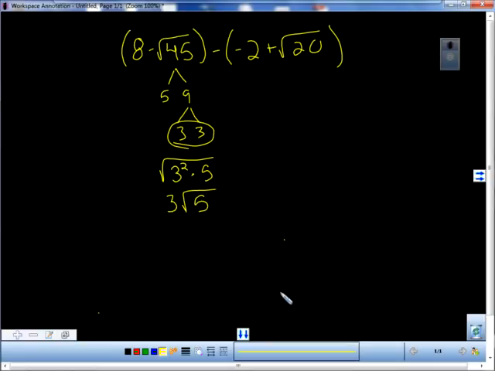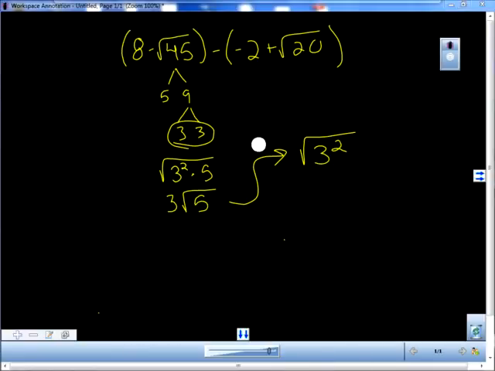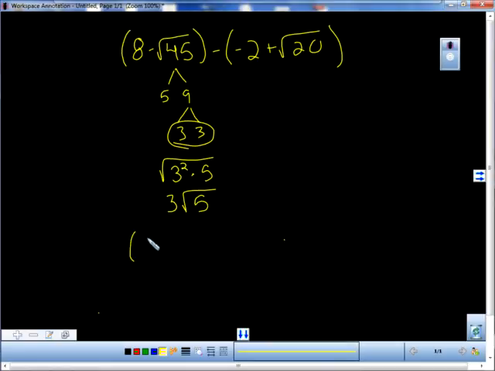Wait, so why do we move our 5 out there? You can't take the square root of 5. It's not squared. But we can do the square root of 3 squared. What's the square root of 3 squared? It's just 3, because squaring and the square root cancel out. Right, because they cancel out. Yep. Okay, so that gives me 8 minus 3 root 5.